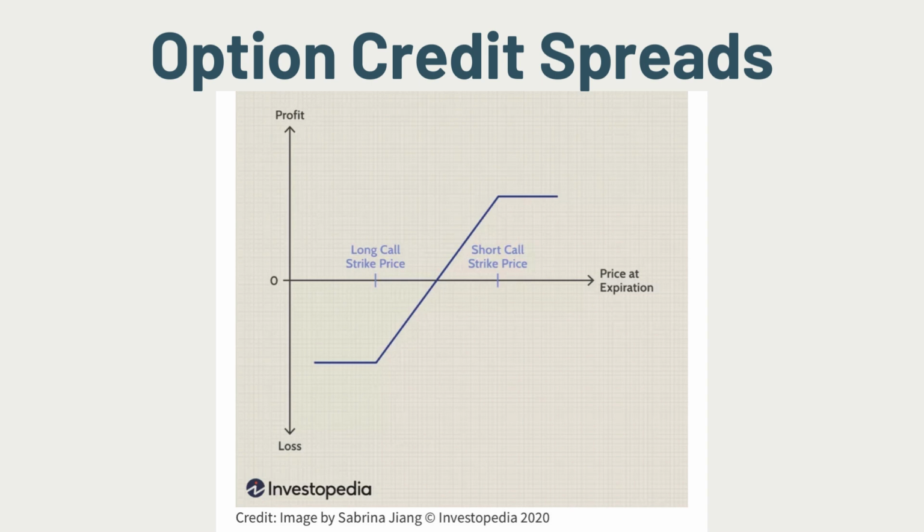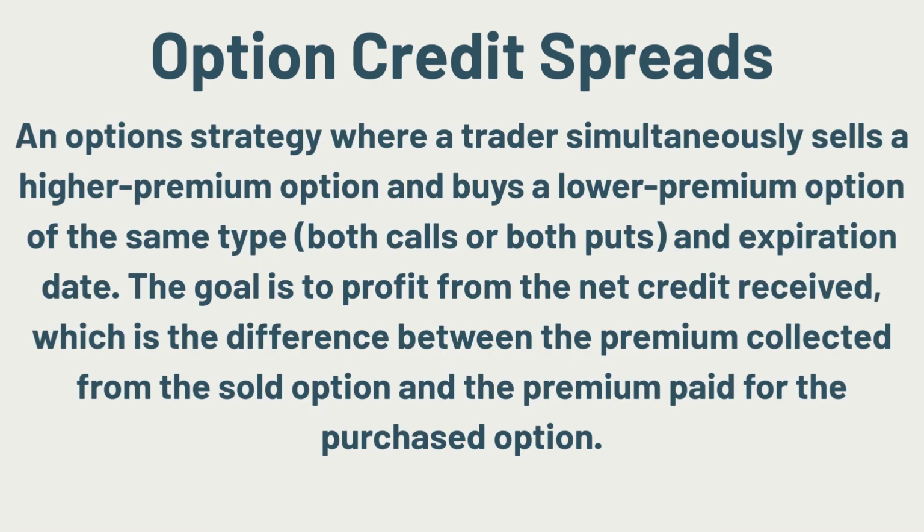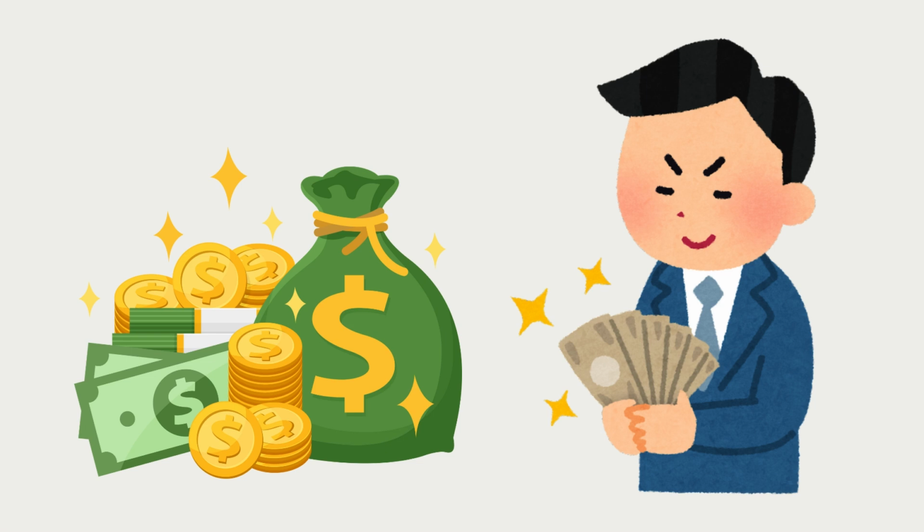I won't go into the finer details of what it is, but simply put, it is an options strategy where a trader simultaneously sells a higher premium option and buys a lower premium option of the same type, both calls or both puts, and expiration date. The goal is to profit from the net credit received, which is the difference between the premium collected from the sold option and the premium paid for the purchased option. Assuming everything works out, I should receive money in my account at the end of each week.